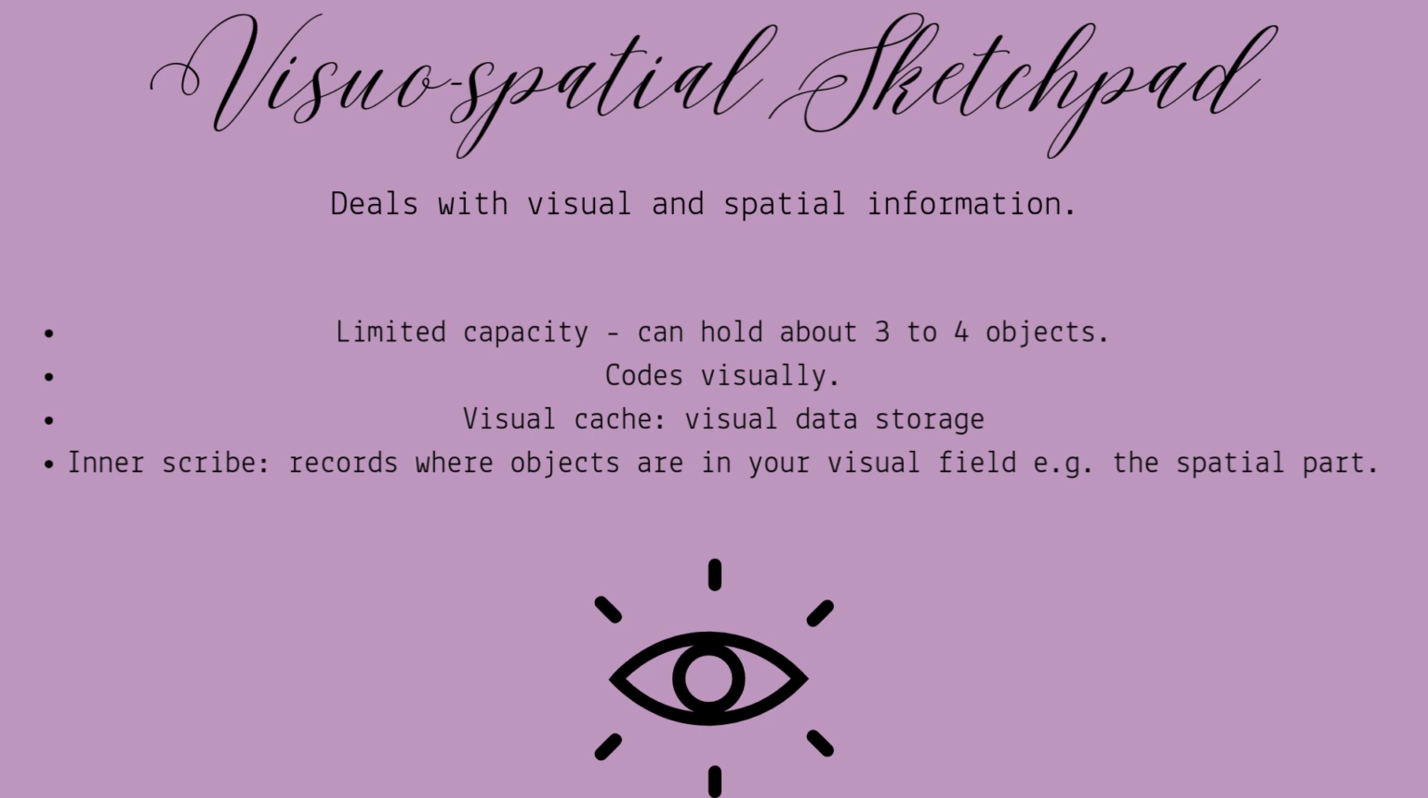So, for both the phonological loop and the visuospatial sketchpad, you need to remember what type of information they both deal with, how they encode, what the capacity is, and also the two individual parts within these two components of the working memory model.